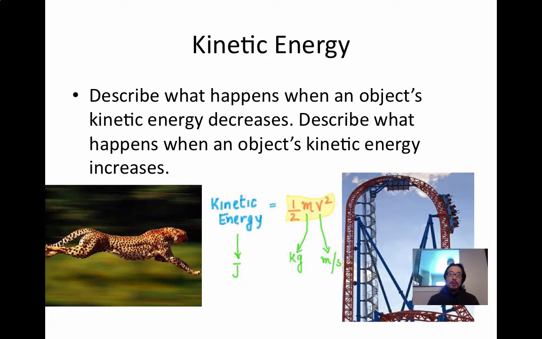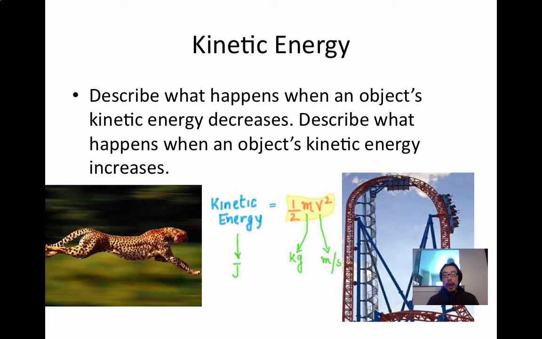Describe what happens when an object's kinetic energy increases. So when an object's kinetic energy increases, the velocity is increased, or if it's during a drop, it's getting closer and closer to the ground.